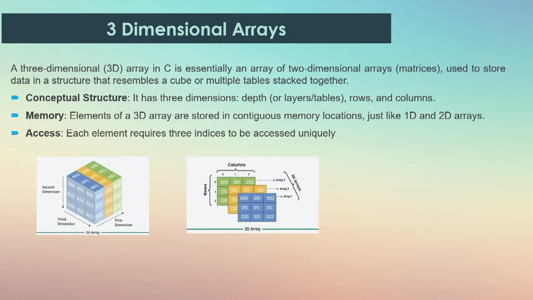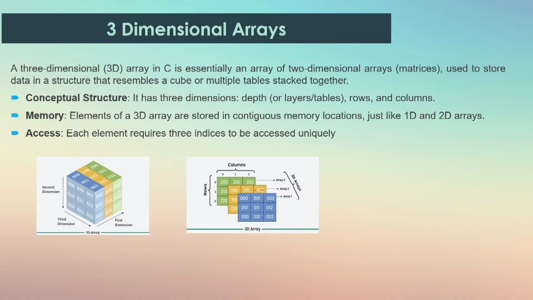So, here you can see that if it is a 3D array, or 3-dimensional array, the conceptual structure is like it will have an additional layer, or additional depth, or additional table, and rows and columns for each table have to be mentioned. The memory structure will be contiguous memory locations, as in the case of 1D and 2D arrays. So, all we have to do is learn the access method: how to store the values in a 3-dimensional array and how to retrieve or access the values of a 3-dimensional array.